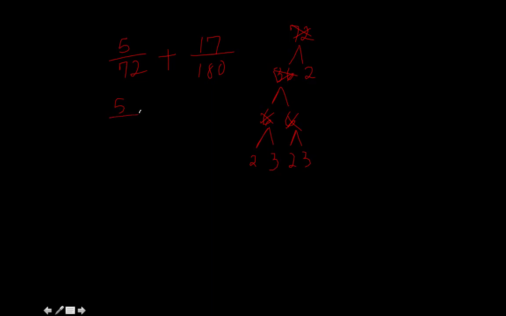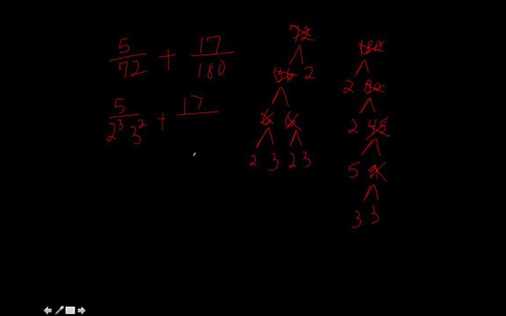So we have 5 over 2 times 2 times 2. So 2 cubed, 3 squared. Okay, so now I'm just writing them as powers instead of listing them all out. It saves us space anyway. And then 180 is 2 times 90, if you want, which is 2 times 45, which is 5 times 9, which is 3 times 3. So that's 17 over 2 squared, 3 squared, 5.